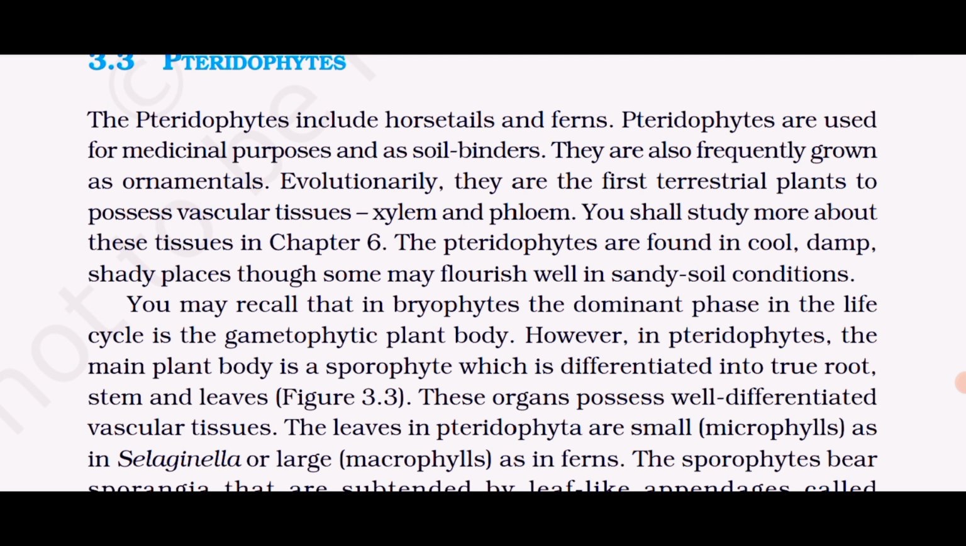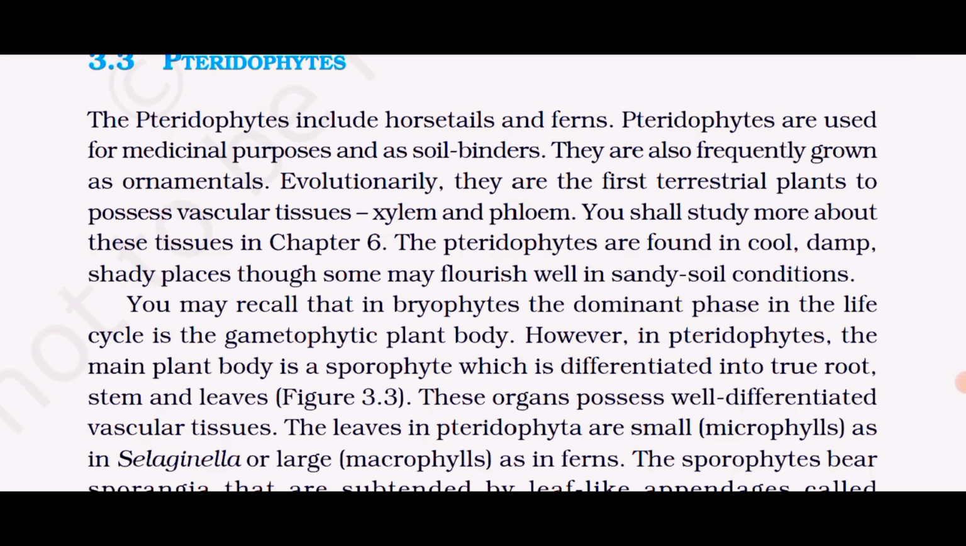The pteridophytes are found in cool, damp, shady places, though some may flourish well in sandy soil conditions. You may recall that in bryophytes, the dominant phase in the life cycle is the gametophytic plant body. However, in pteridophytes, the main plant body is a sporophyte, which is differentiated into true root, stem, and leaves. These organs possess well differentiated vascular tissues.